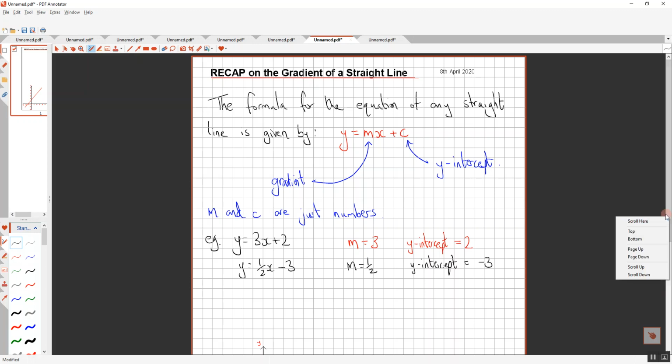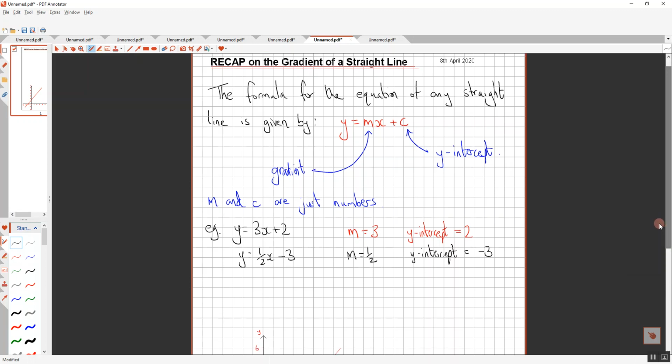What actually is the gradient? What does the gradient tell us? The gradient tells us how steep the line is. Okay, it tells us how steep the line is.